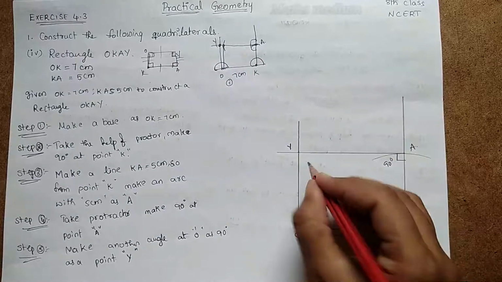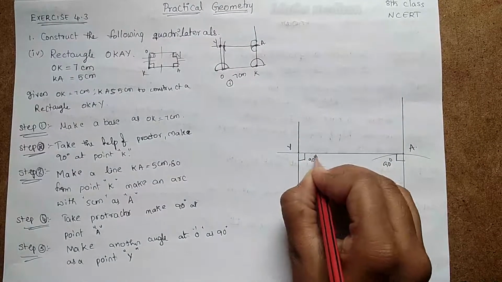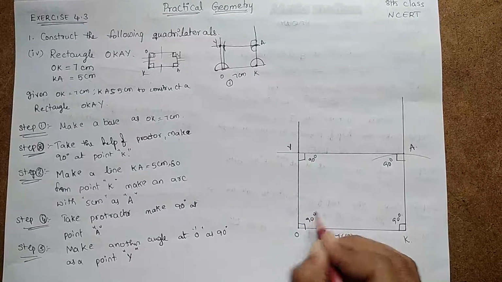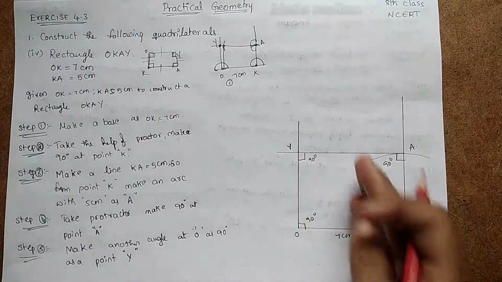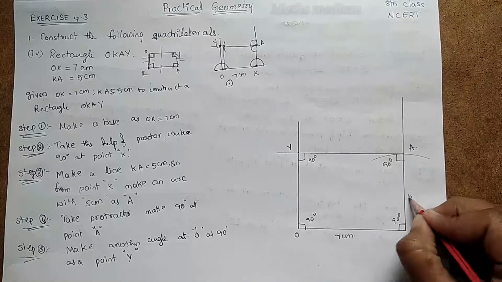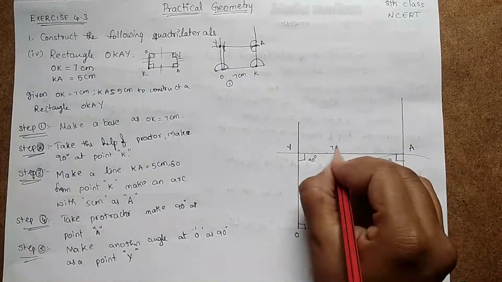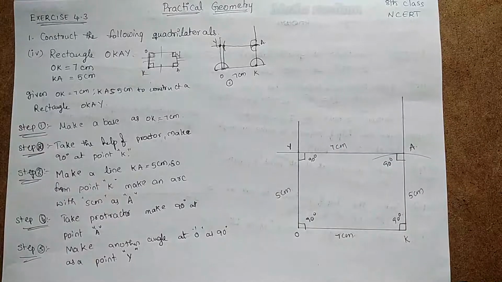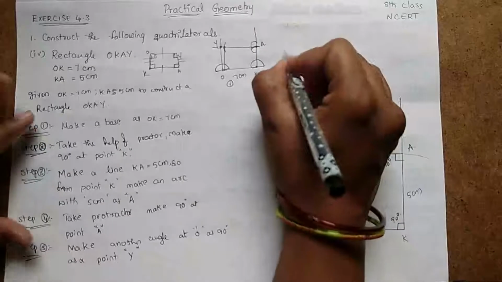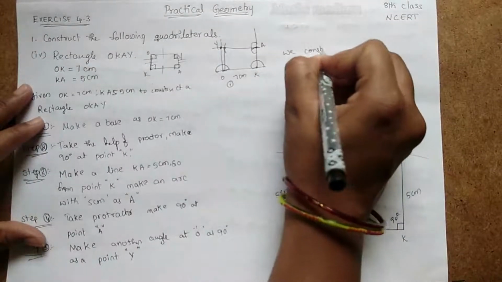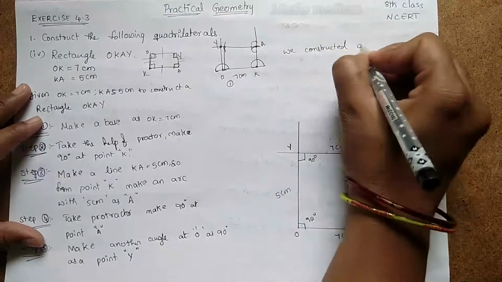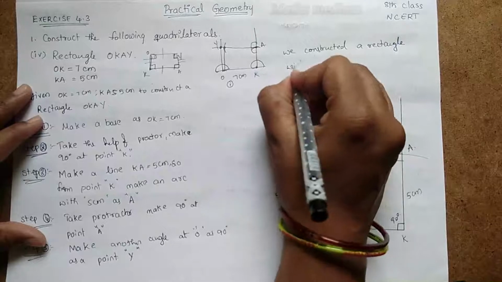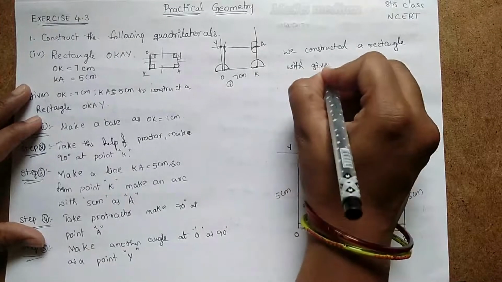This is point Y. Here also we get 90 degrees, and in a rectangle all the points have 90 degrees, that is, four right angles. Opposite sides are equal, so this is 5 centimeters, this is 7 centimeters, and this is also 5 centimeters. So finally we get a rectangle with the given parameters. So we constructed a rectangle with the given parameters.